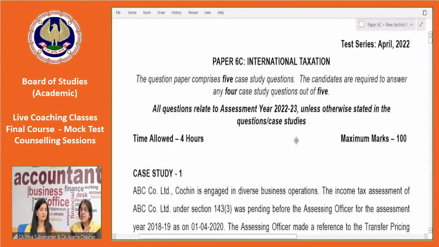It's not a question of studying. It's not a question of remembering. It's a question of being able to apply the provisions correctly, identifying which provisions are applicable, identification, that itself is the first step, and application of those provisions to the facts of the case. So these are the things basically which I wanted to tell you.